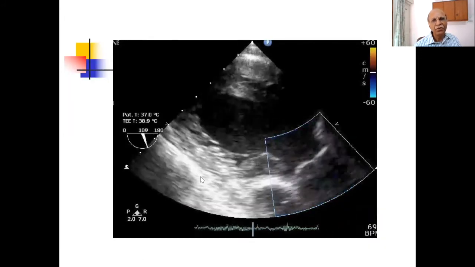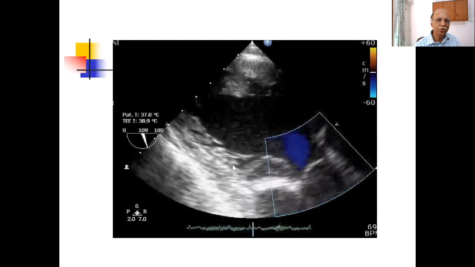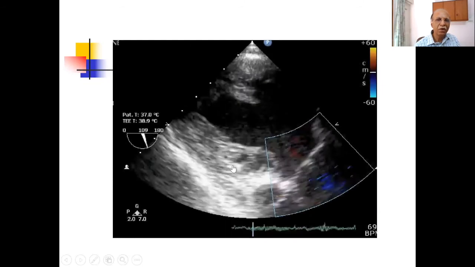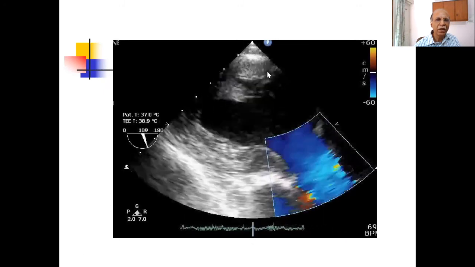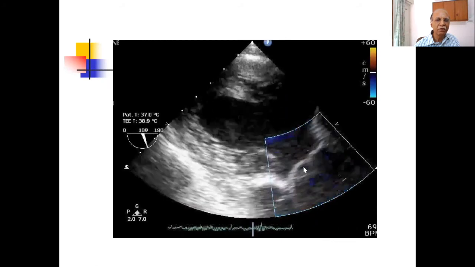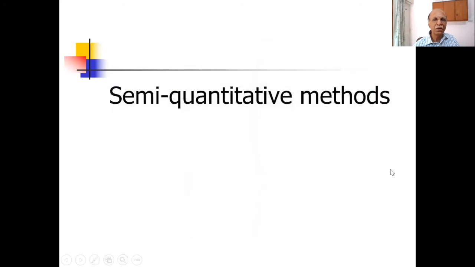If in case you are not able to get the deep transgastric view, which is a possibility, you can obtain the transgastric long axis view where you can see the LVOT again in fairly good alignment with the direction of the blood flow. So this can also be used for measuring the stroke volume and the cardiac output.